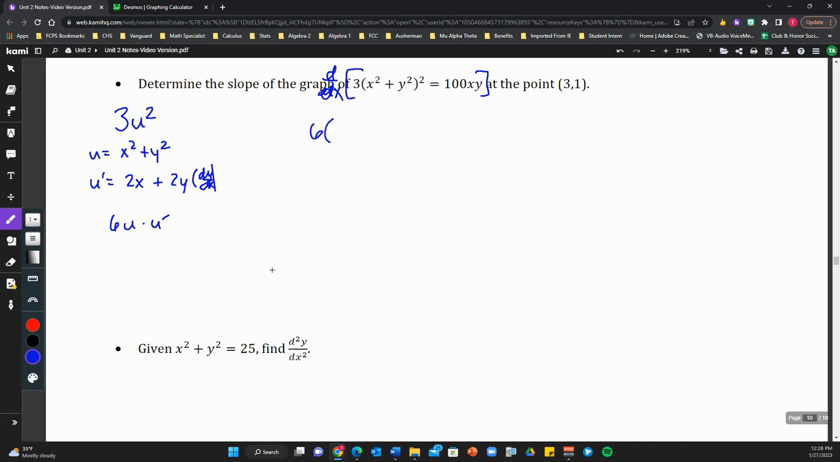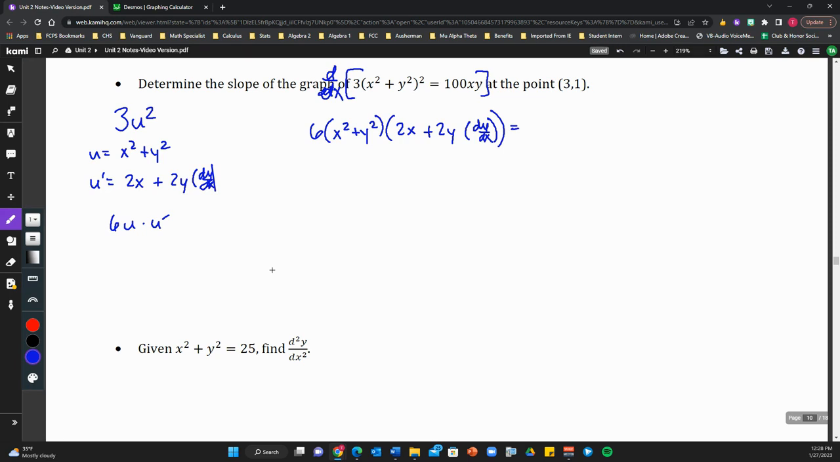So 6 times my u is the x squared plus y squared group, but then u prime is also a group itself. And this is where this problem is really going to get tricky. Okay, we'll come back to this side here in 1 minute. But that is the derivative of the left side for now. We're going to manipulate it here in a minute.